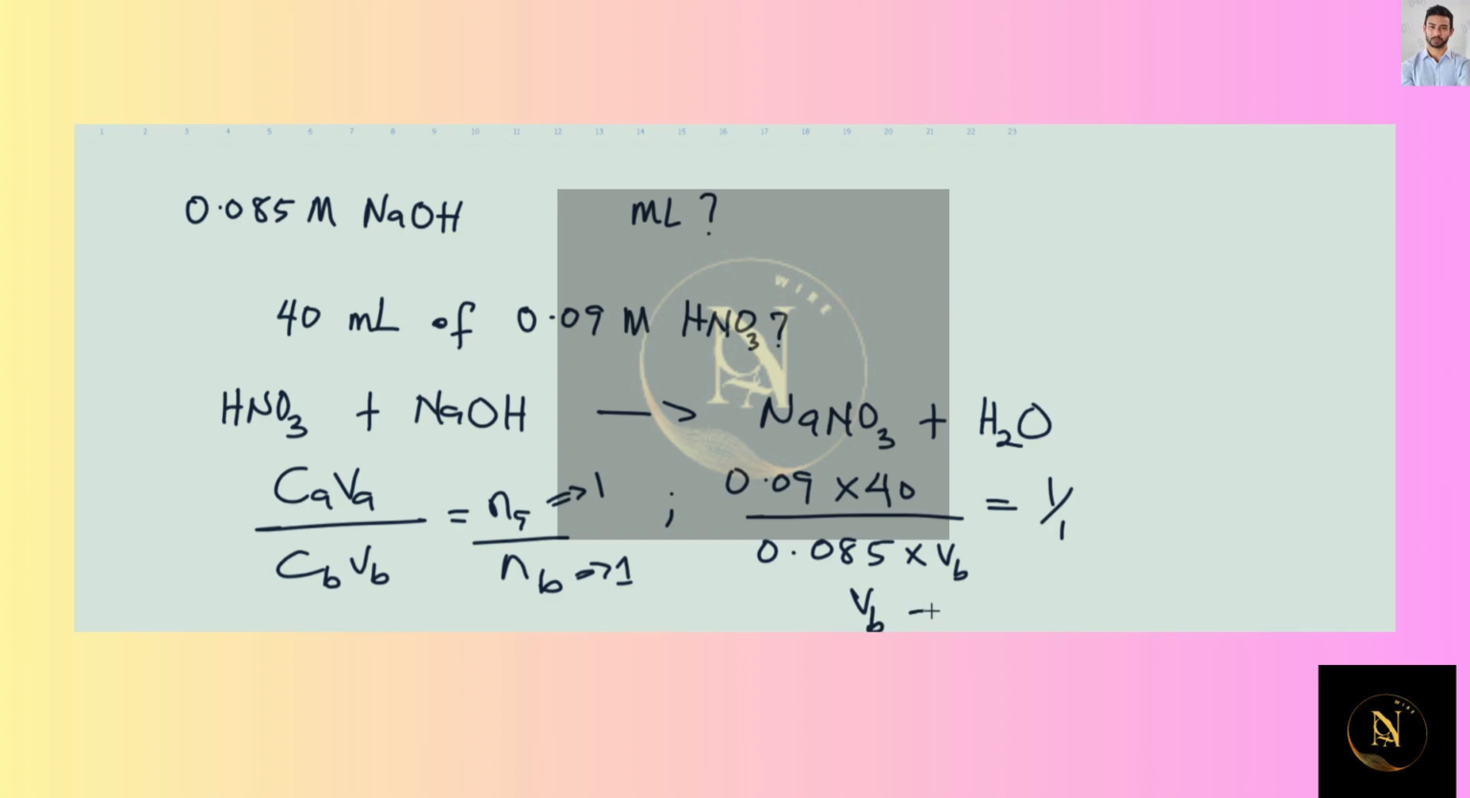So VB will then be equal to 0.09 times 40 divided by 0.085. So that is 42.35 milliliters.